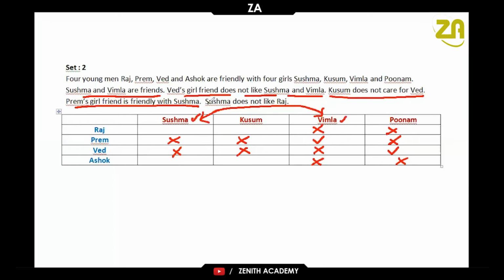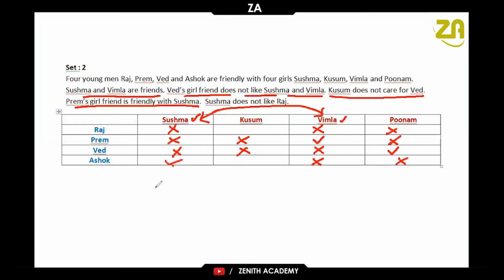Now, Susma does not like Raj. So cancel out this cell. So now in this column, only one cell is left. Okay, Susma cannot be a girlfriend of Raj. She cannot be girlfriend of Prem. She cannot be girlfriend of Ved. So only this cell is left in this column. It means Susma is a girlfriend of Ashok.